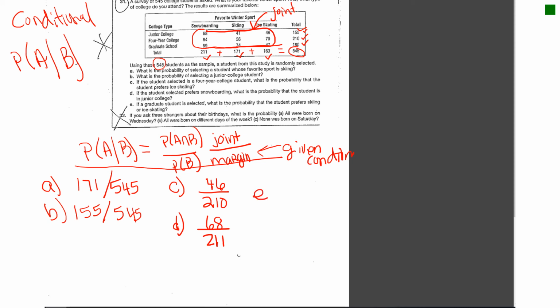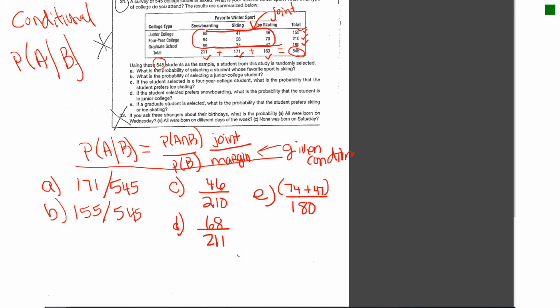All right, now, last one, letter E. It says, if a graduate student is selected, guys, stop right there. Guess what? That's your given condition. So I look up here, where's my graduate? It's right there. I know that's 180. So that's going to be my denominator because that's my given, that's my margin. And then the intersection they want, it says, what is the probability that the student prefers skiing or ice skating? All right, so in this case, you got skiing and ice skating. Notice you got 74 and 47. So you're going to basically take 74 plus the 47. Those are the two intersections they want there. That's your joint divided by 180 would be your conditional probability.